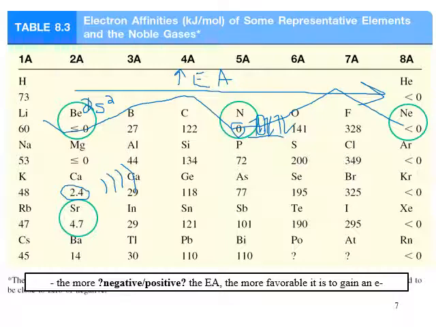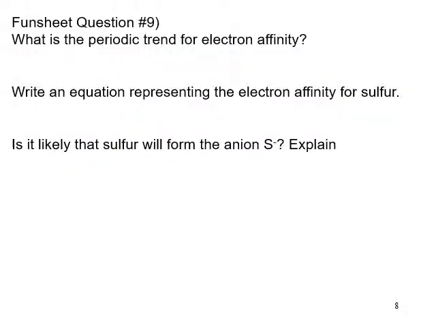So how would we say this? The more positive the electron affinity, the more favorable it is to gain an electron. That's why this one's very positive and this one's positive, because they really like electrons. So I'll let you play around with question number 9. We just talked about the periodic trend on the previous slide.